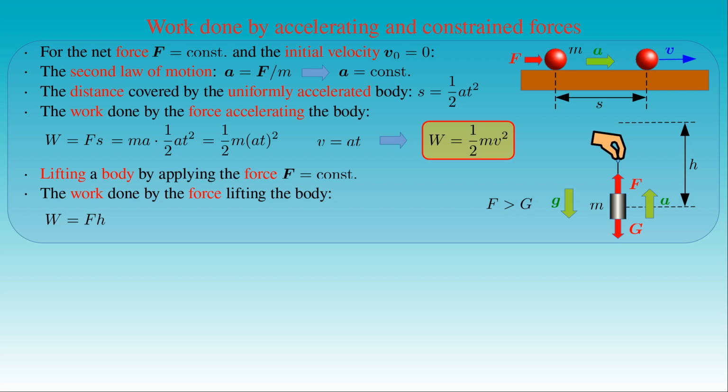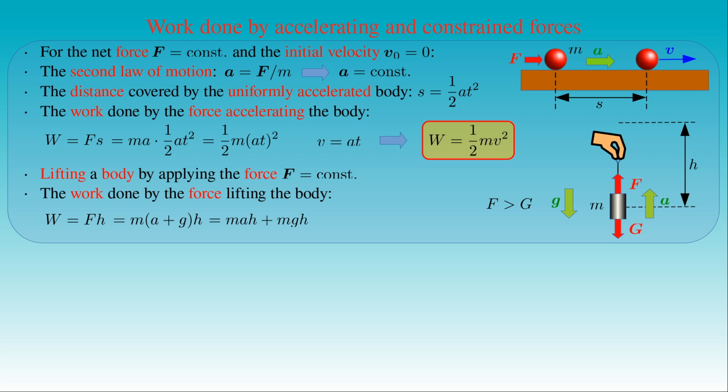Since the second law of motion states that the net force acting on the body is equal to the force F minus the weight G, we can express the magnitude of the force F as the mass m of the body times the sum of the magnitudes of the acceleration a of the body and the gravitational acceleration g. By removing the bracket, we see that the work W has two parts. The term m times a times h is the part representing the work related to the acceleration of the body, whereas the part m times g times h is the work done against gravity.